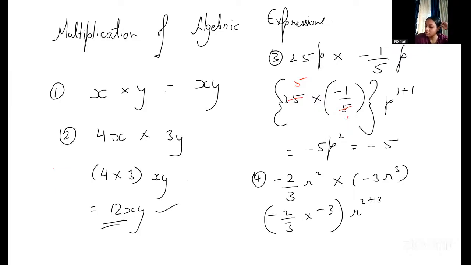So now can we cancel 3 with minus 3? Because both are 3s, yes, we can cancel. And the minus minus sign is there, so minus signs can also be cancelled, or minus minus becomes plus. So in the answer we are going to have 2 r raised to the power 5. Why 5? Because 2 is in the power, and 3 is also there in the power, so 2 plus 3 is 5.